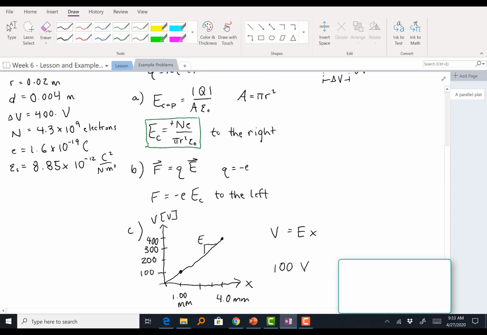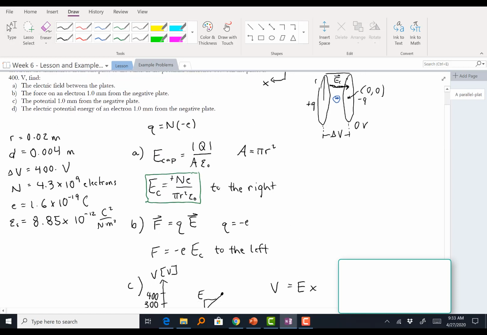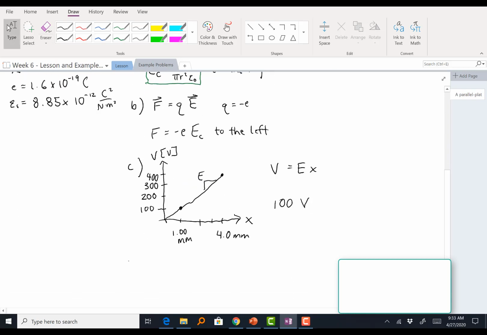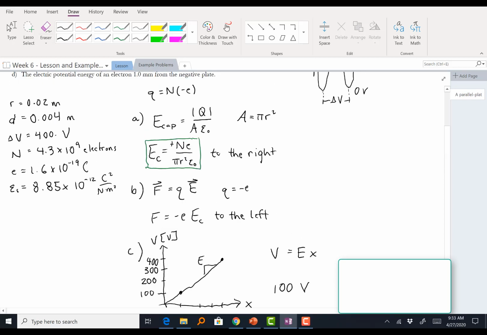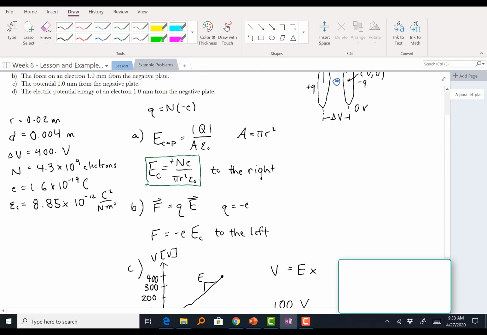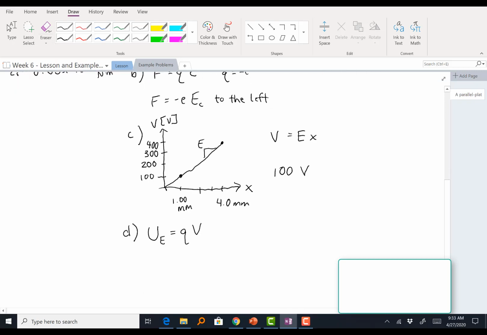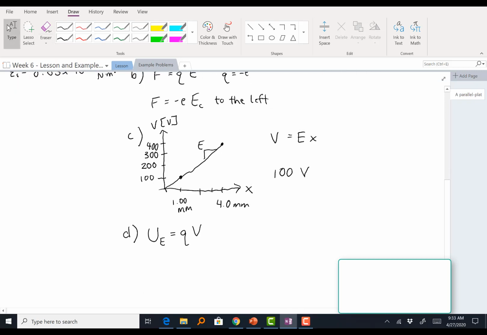Okay, and finally, part D, what is the electric potential energy of an electron at that point? Well, the relationship between the voltage and the electric potential energy is that the electric potential energy is equal to Q times the voltage, and we have to be looking at the voltage at the particular point. So if we want the electric potential energy at 1 millimeter from the negative plate, I have to be looking at the potential, or the voltage, 1 millimeter from the negative plate. Fortunately, we've already calculated it in this last part.